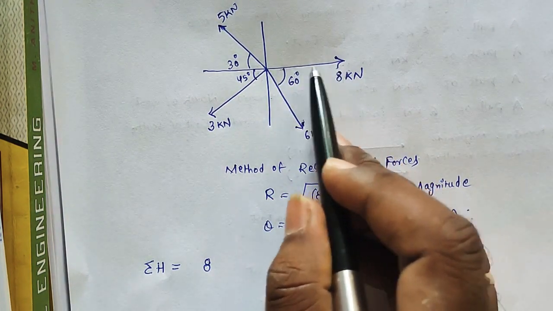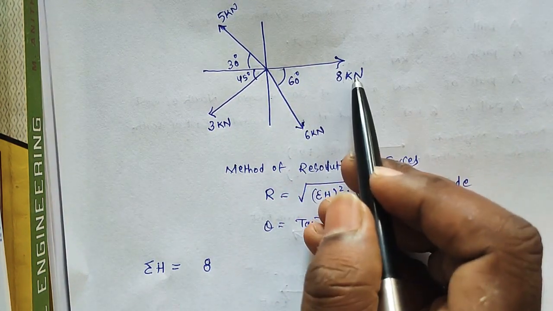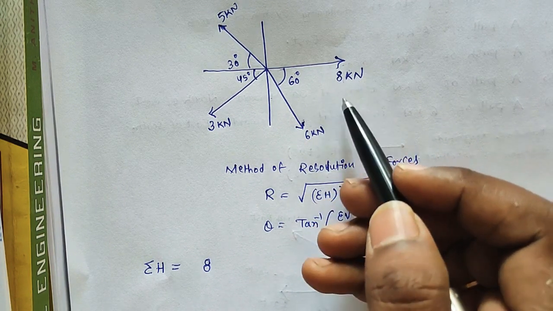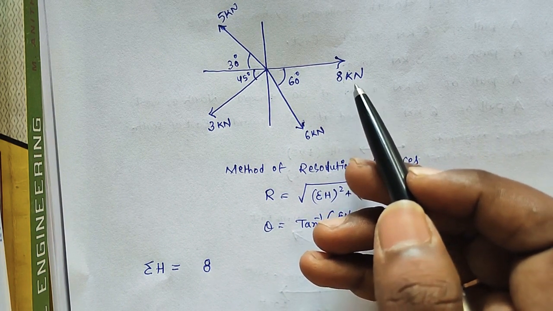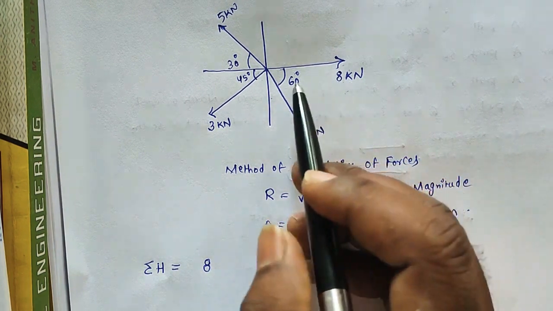This 8 kilonewton is acting in the positive x-axis direction, so that's why here we are considering this as positive.